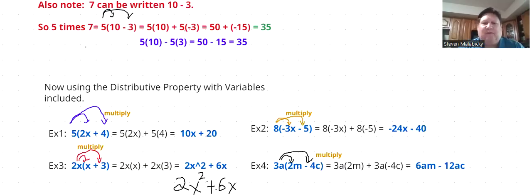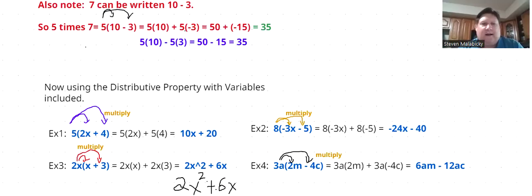Example 2, you have to be very careful with the negative and minus signs here. We multiply. Notice the arrows, what I'm doing here. So 8 times negative 3x. Again, you have two ways of doing this. You could write plus, always put a plus in the middle, and then write 8 times negative 5, because that number is negative 5 if you write it that way.